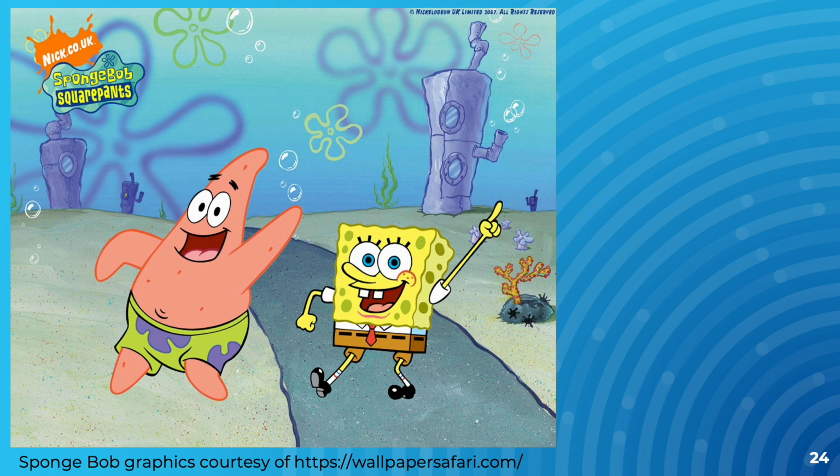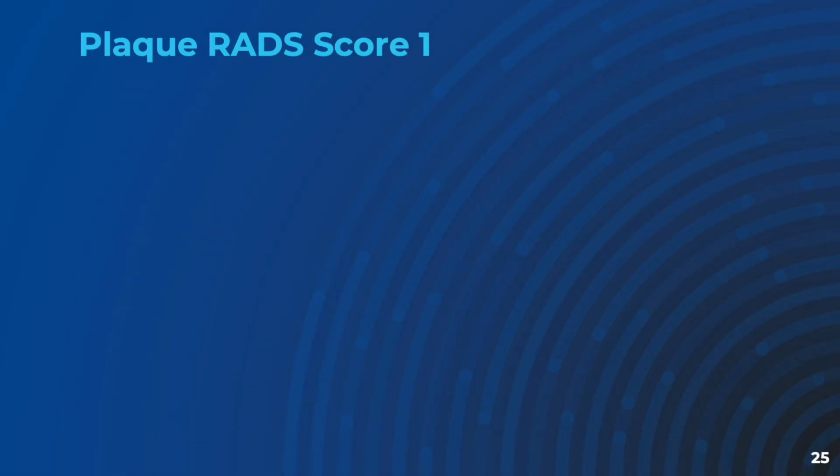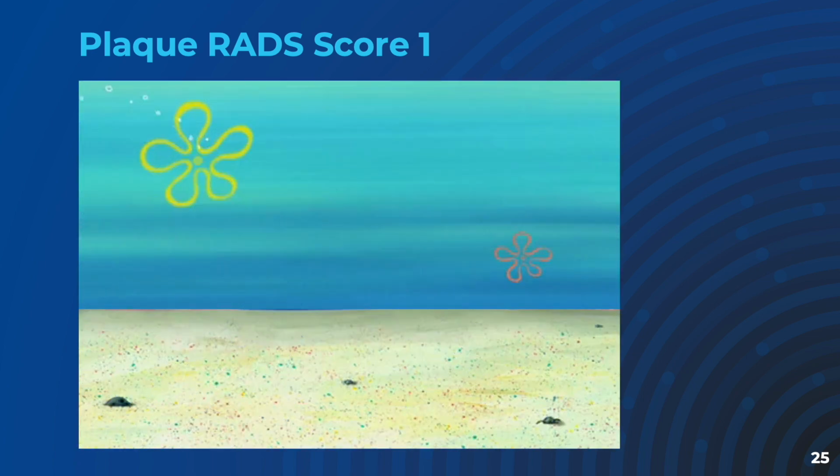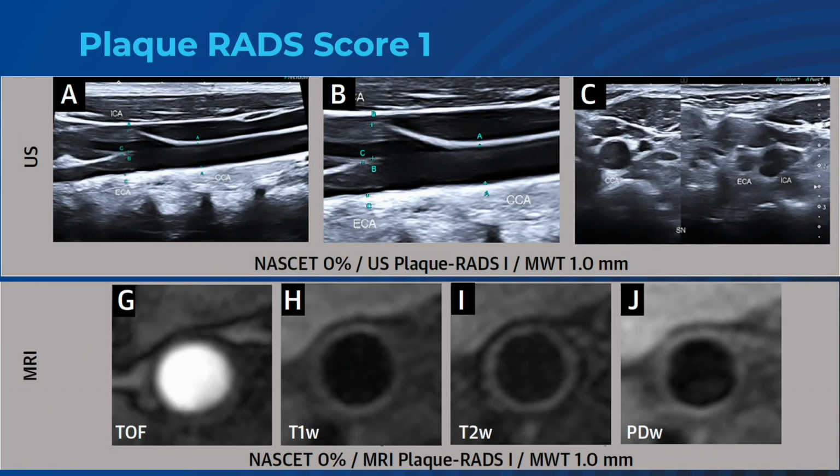We're now going to discuss each individual Plaque RADS score, and to make it more fun, I'm going to ask SpongeBob and his friends to go through each individual Plaque RADS score with me. So let's take a journey to the seafloor. So a Plaque RADS score of 1 is a normal vessel wall. And in SpongeBob's world, this means that the ocean floor is very smooth, it's very peaceful, and there's no trouble or mayhem. And here's an example of an ultrasound of a normal carotid bifurcation with a normal vessel wall.